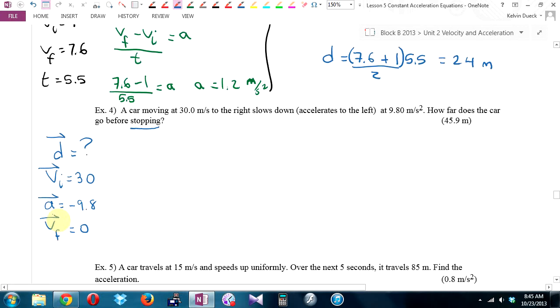Hey, I'm looking for an equation that has a D in it for sure, because I'm trying to find D. It has a VI, an A, and a VF. Is there one? Mark, which one? I heard you. Read it to me. I haven't memorized the order, and there is no actual order, so read me the equation, my friend.